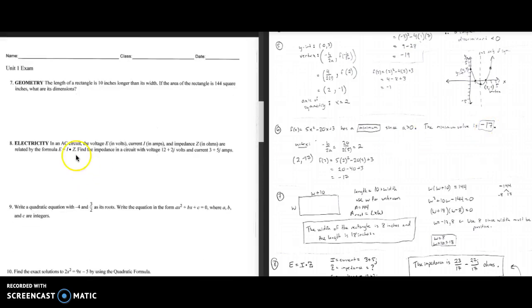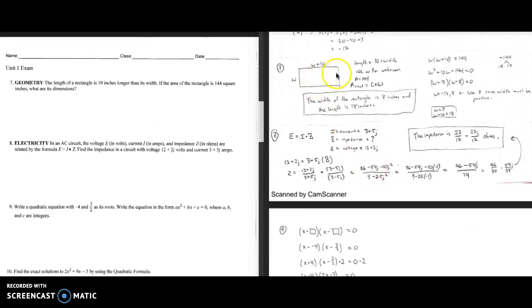Number 7, the length of a rectangle is 10 inches longer than its width. If the area of the rectangle is 144 square inches, what are the dimensions? So you can see over here, I set up a rectangle. I don't know the width, I call it W. I know the length is 10 inches more than the width, so you label it W plus 10.